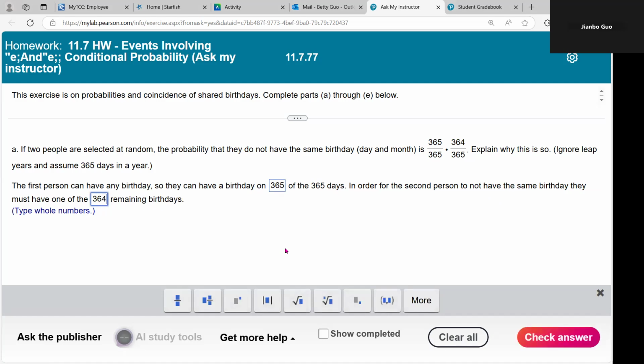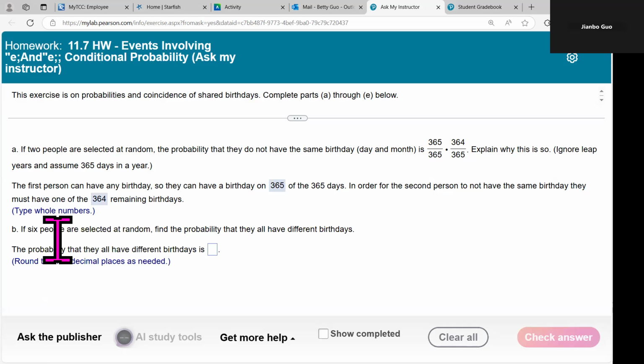364 remaining birthdays. Okay, because the first person already took a spot, the second person can't have it, because we are looking for the probability they do not have the same birthday, right? And so that's part A, pretty simple.